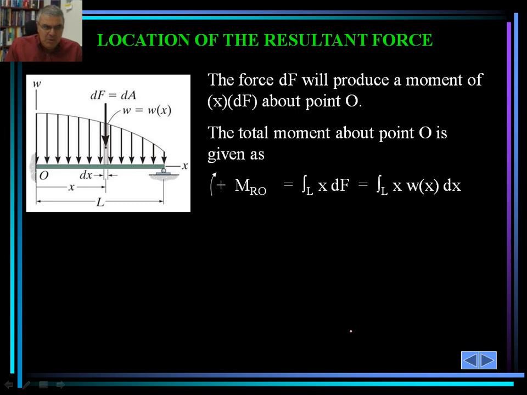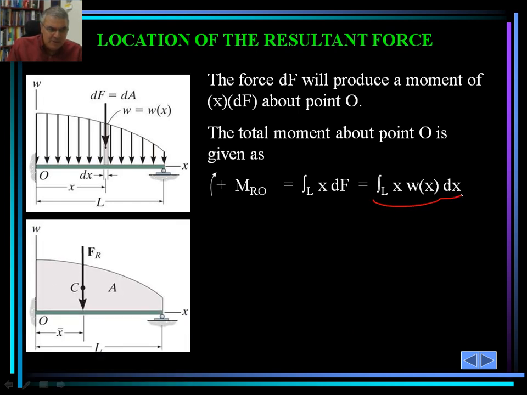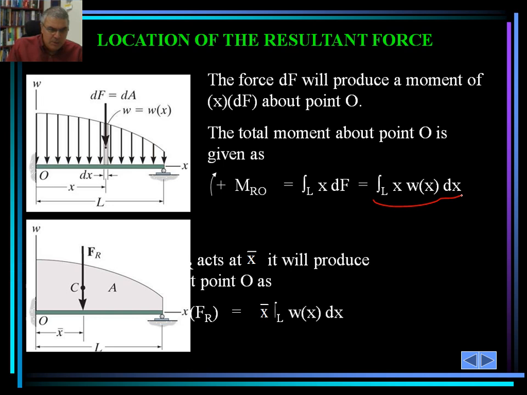we are going to also have a moment about point O as a result of dF, a small portion, that small d sub F times x, and that x could be very small. It could be much larger than d sub x. So the total moment about point O is given as, again, the integral of that multiplied by x, which is the length from the point O.